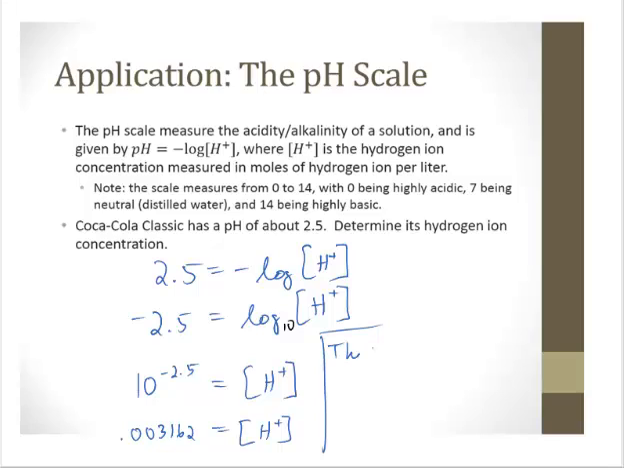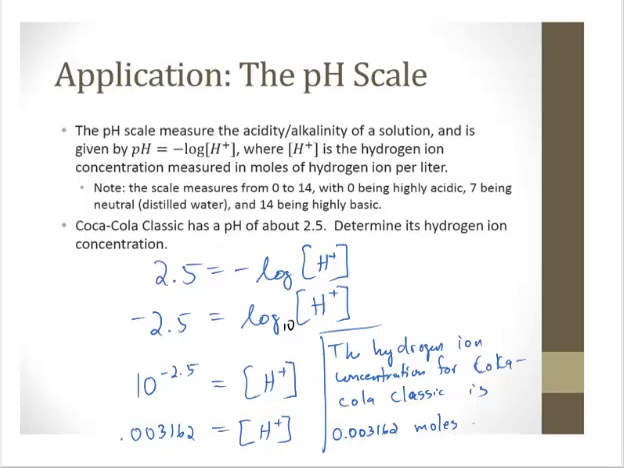All right, so conclusion, the hydrogen ion concentration for Coca-Cola Classic is 0.003162. What are the units on that? Moles per liter. All right, that concludes the presentation for this section.